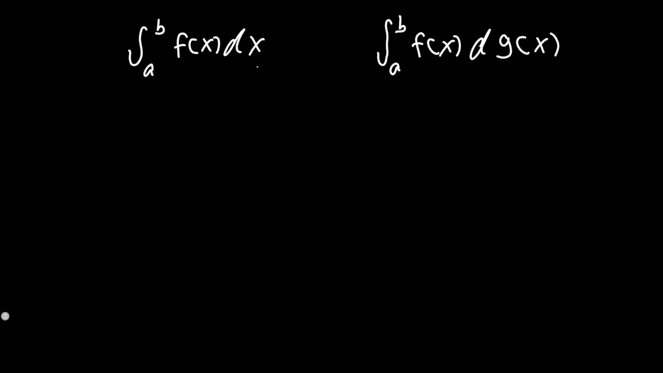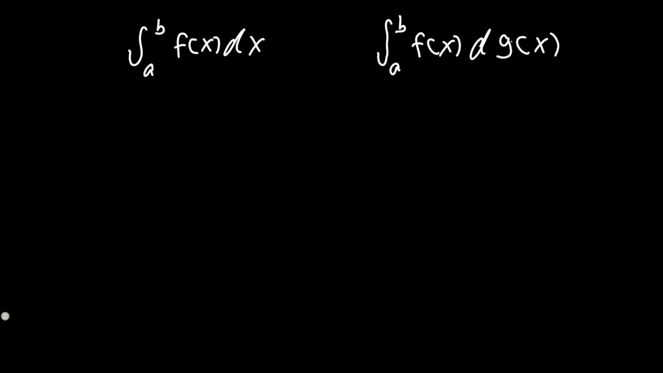It works just like dx in the Riemann case, but now the increments are determined by how much g of x changes, not by how much x changes. So the question is, why would we do this? Imagine you're tracking a moving object, and instead of regular time intervals, you measure on another quantity, for example fuel consumption, stock prices, or population growth. The Stieltjes integral lets us accumulate values of a function weighted by changes in another function.